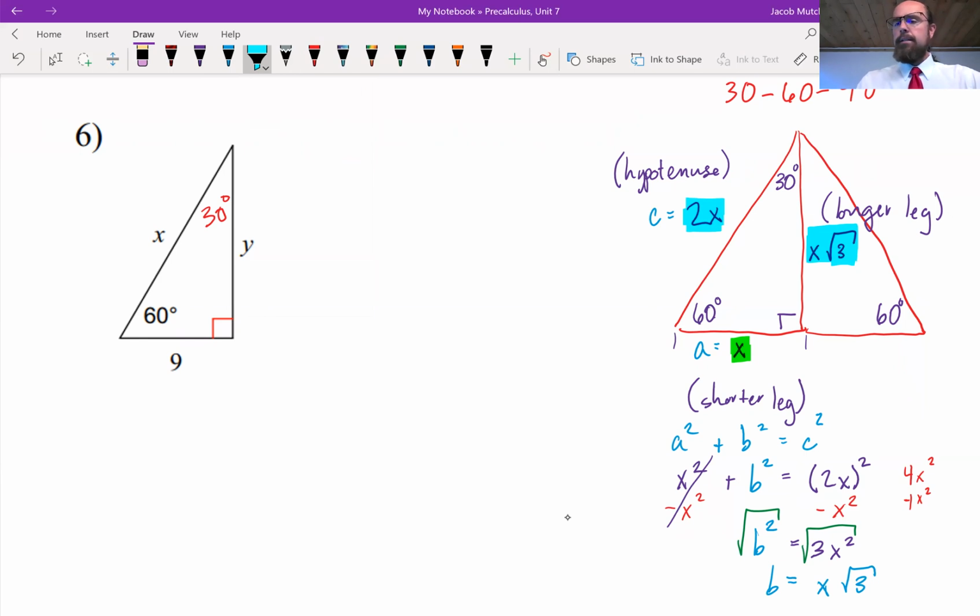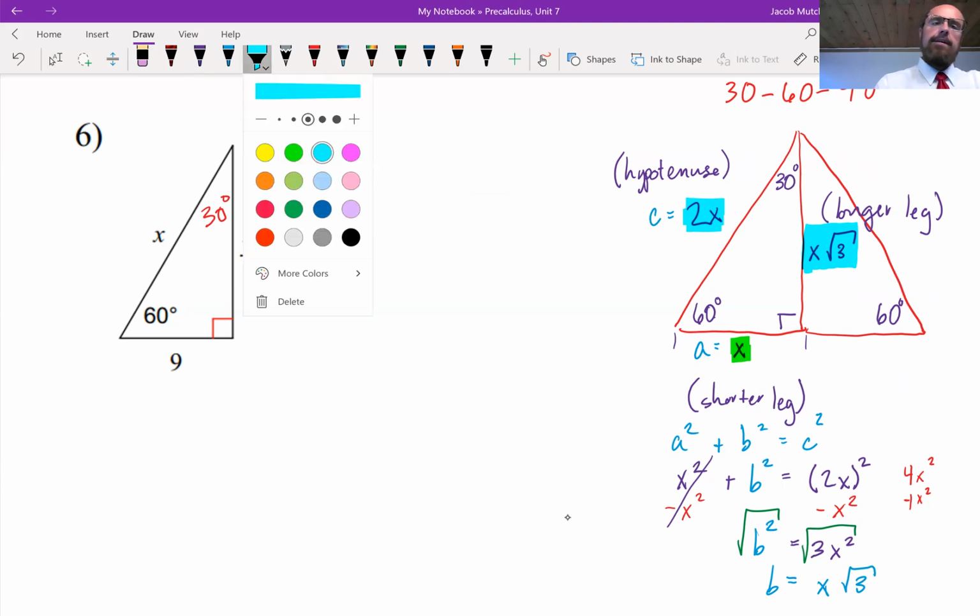So we've got to make a distinction here. It's different from the 45, 45, 90. Essentially, I will always want to get back to the value of the shorter leg because I can define the other two just by multiplying it by either 2 or square root of 3. Now, once I have that pattern, I'm really good to go in order to solve a question like number 6.